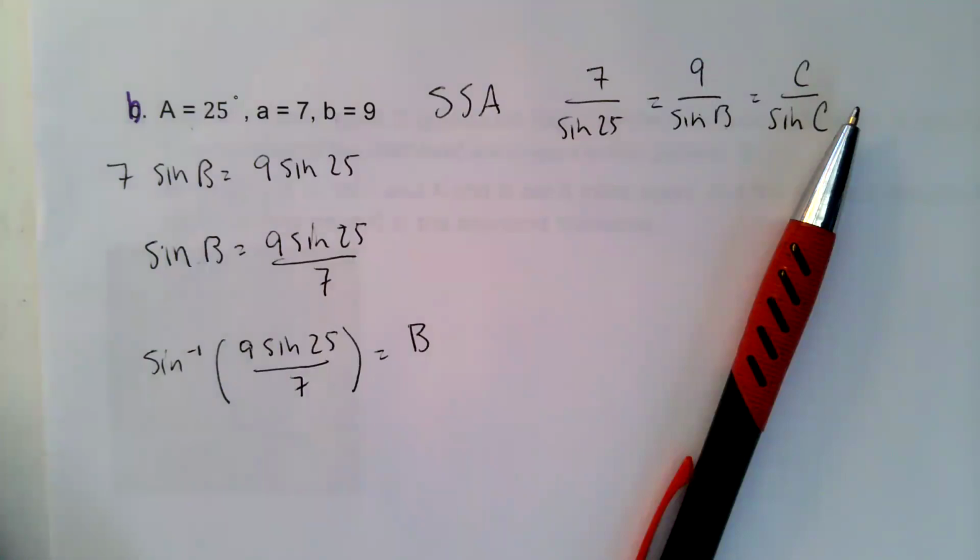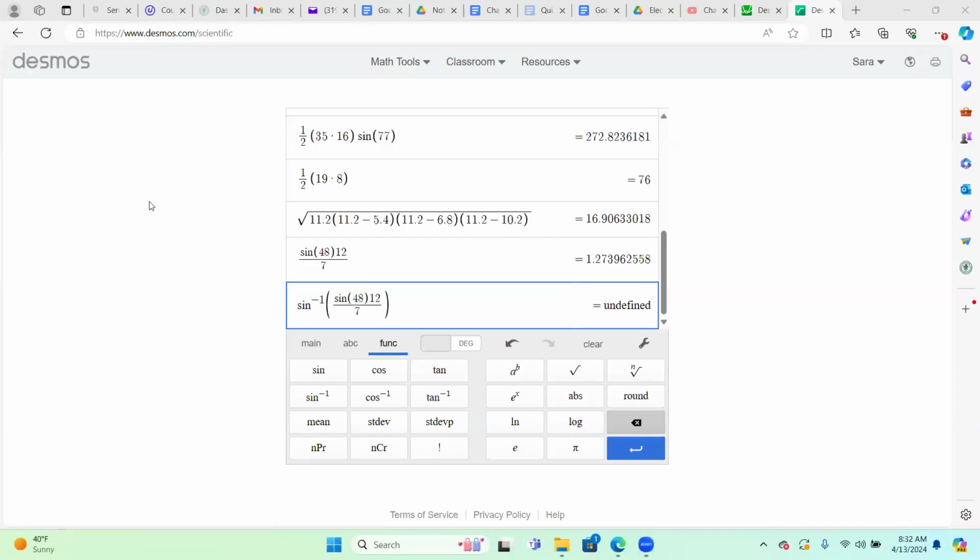So let's get some practice here on the scientific calculator. So again, we're taking the inverse of sine. This time it is the sine of 25, times 9 over 7. Okay, so our angle is 32.9.